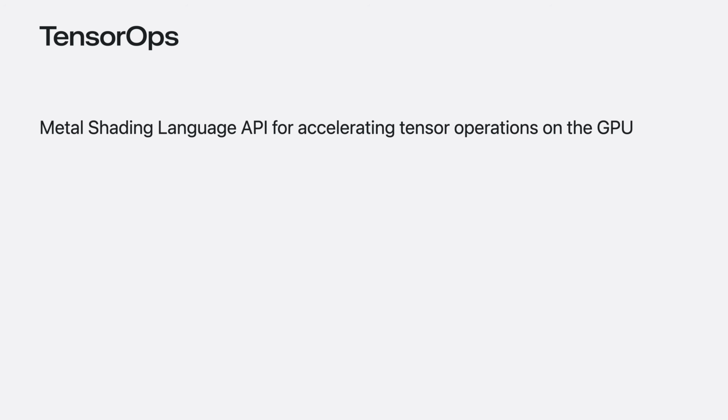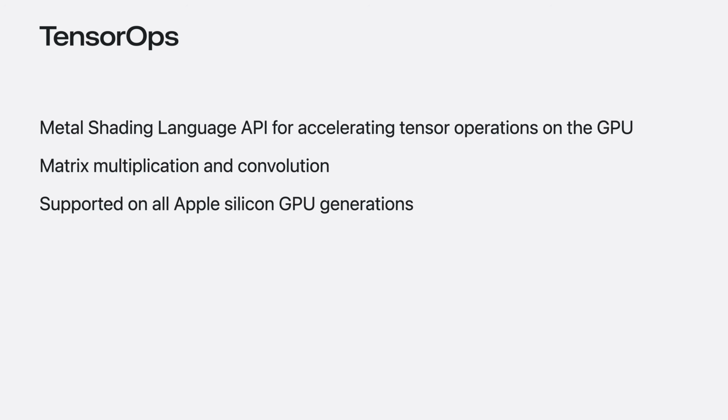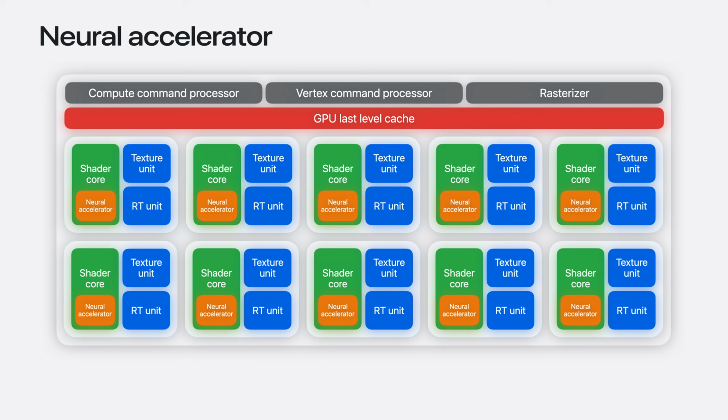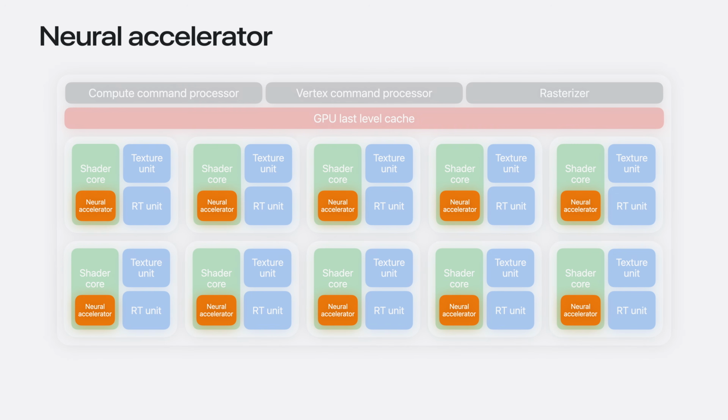Tensor Ops is a Metal Shading Language API which accelerates tensor operations on the GPU, including matrix multiplication and convolution. It automatically uses any available hardware acceleration across all Apple Silicon GPU generations, so you don't need to worry about the differences between the hardware generations. In particular, it takes full advantage of the Neural Accelerator in the M5 chip family. The Neural Accelerator is a new hardware block in M5, located directly in each shader core. It sits alongside the other GPU pipelines and is designed to accelerate dense compute-bound work, such as the prefill stage of an LLM.